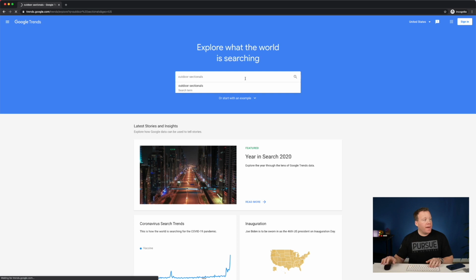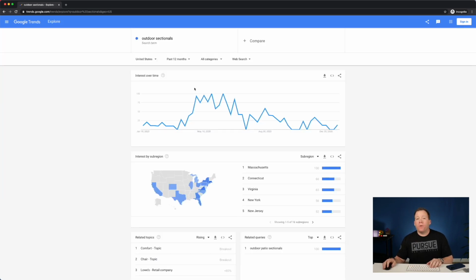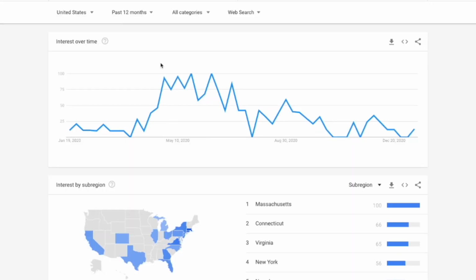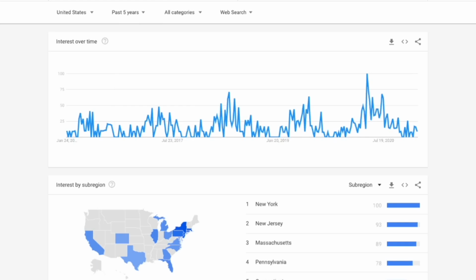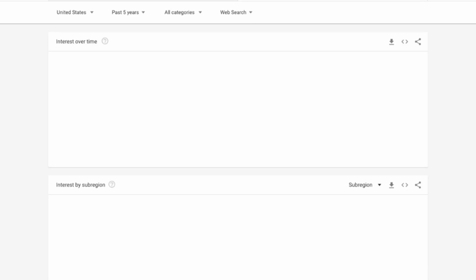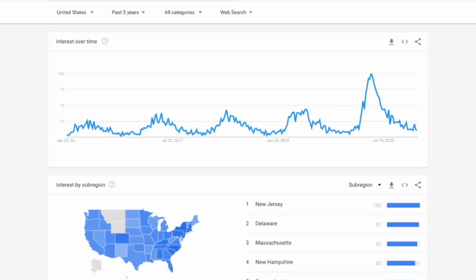So I am going to search for that on trends.google.com, and what it's going to show me is interest in that topic over time. Now, by default, it shows you the past 12 months in the country in which you're located. I'm going to change it from where it says past 12 months to past 5 years. So now what I'm looking at is, and I'm actually going to change it. I searched for outdoor sectionals. I'm going to search for sectional because that's the most likely keyword that a buyer would search. And when I do that, what I see is a graph over the past 5 years showing trends up and down over the years for that search term in the United States.